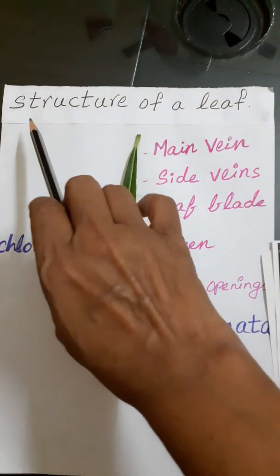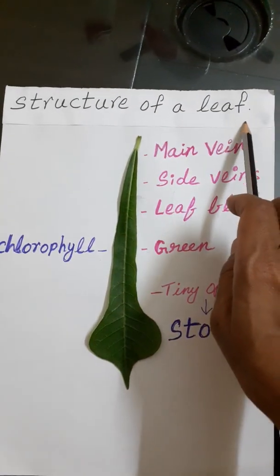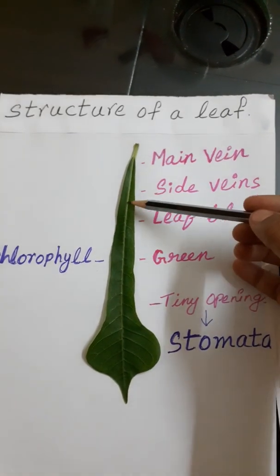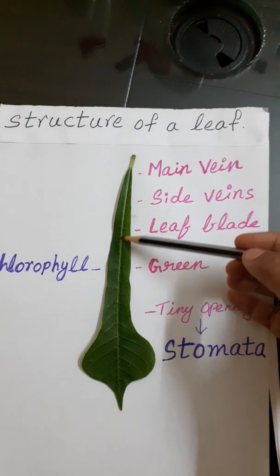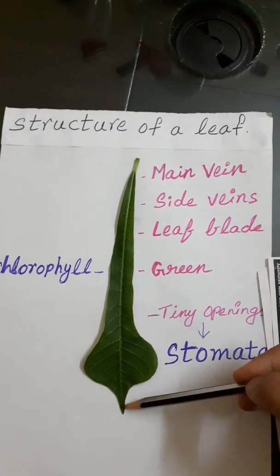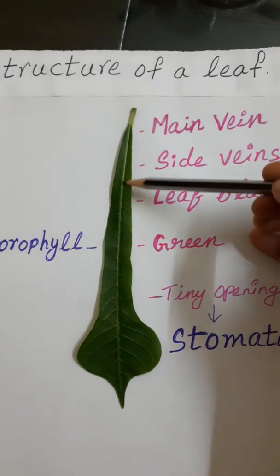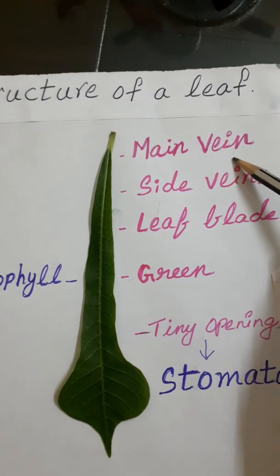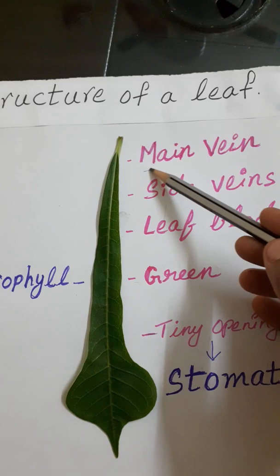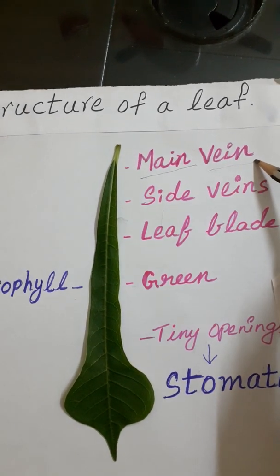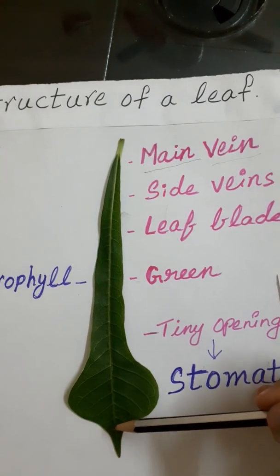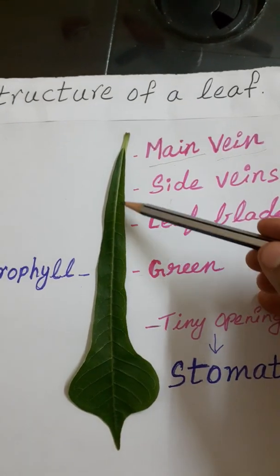Let us see the structure of a leaf. Just observe this leaf, children. You can see a long line here in the center of the leaf. This is called main vein. M-A-I-N, main, V-E-I-N, vein. Main vein. This line which is there in the center of the leaf.